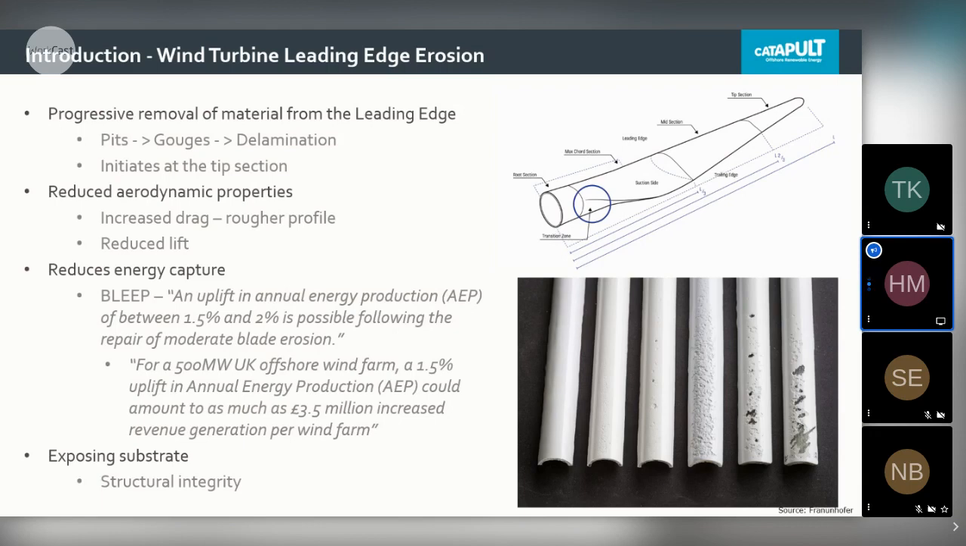And I've quoted some figures from a project that ORE Catapult was involved in a few years ago, along with Tom. Although these percentages are applicable for the increase in AEP following repair, conversely they can be looked at as what would happen for moderate blade erosion if it was left untreated. And you can see that for these small percentages, if you count them across a large wind farm with a large number of turbines, this could mean a substantial reduction in the revenue generated at that wind farm. So that's of particular concern for owners and operators of these wind farms.